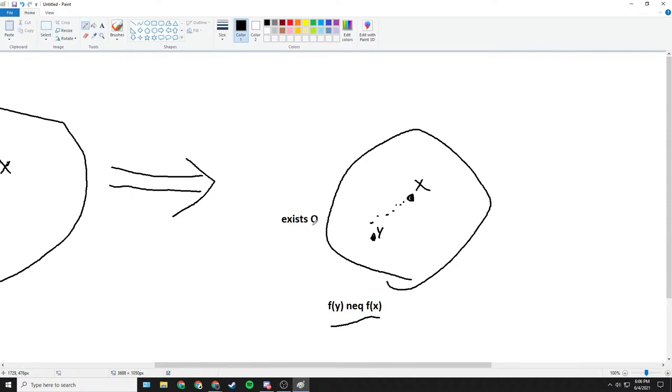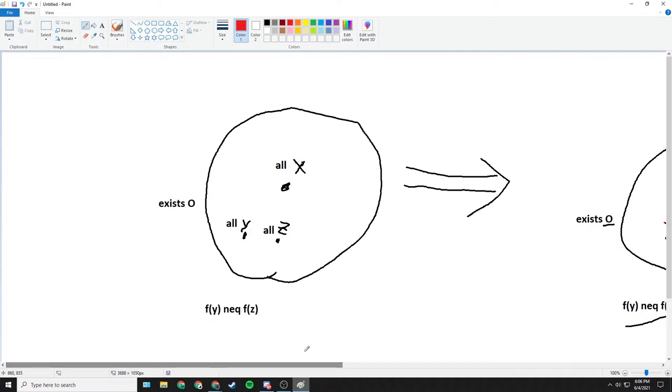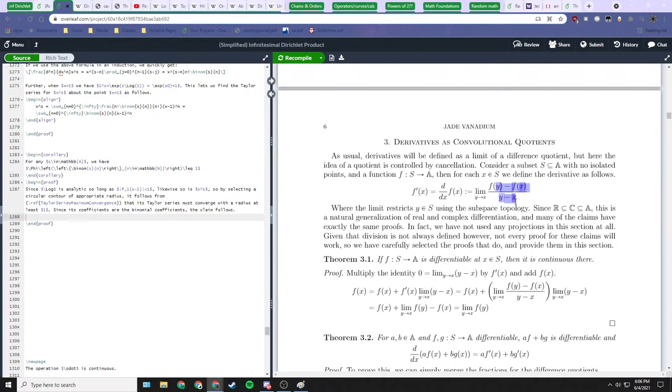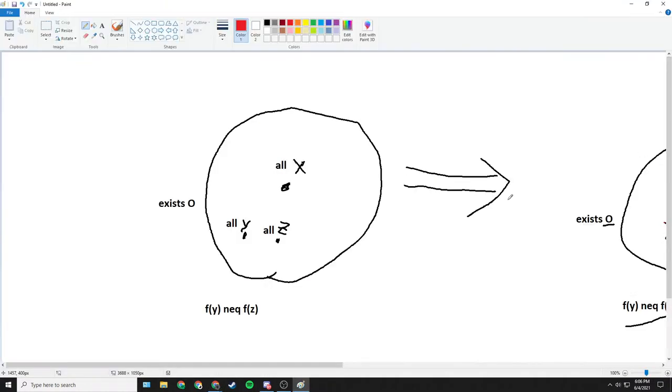If this fails, then you can do this for every neighborhood of x. You can find some point y, and then you can find all these points leading up to x and take the derivative. If you use the stronger condition of differentiability, where you have two variables now, then you just do the same thing, but for both y and z. So you say, well, if this fails, then we find this pair of sequences, and just take the derivative that way.